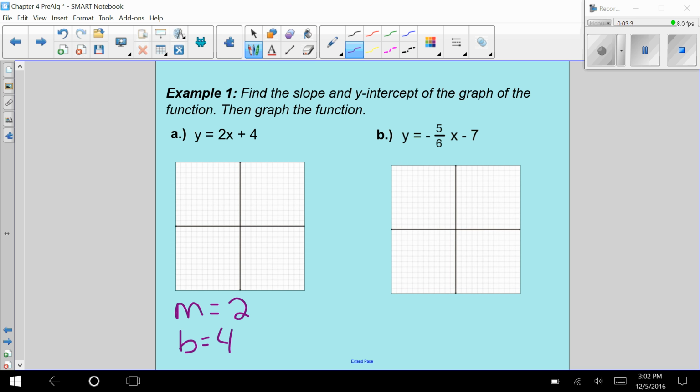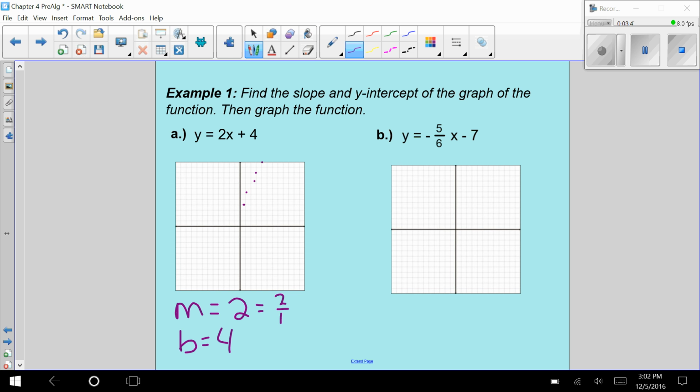We will rise 2, run. Remember, this is really 2 over 1, so we rise 2, run 1. So we start at 4, make our point. We rise 2, run 1, rise 2, run 1, rise 2, run 1, as many points as we can make.